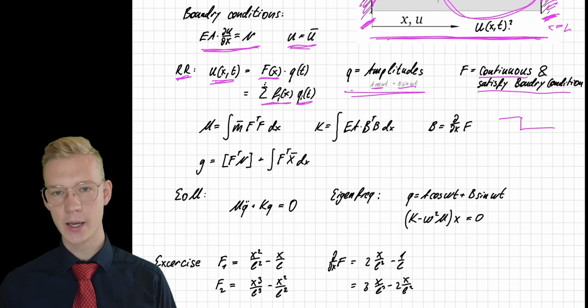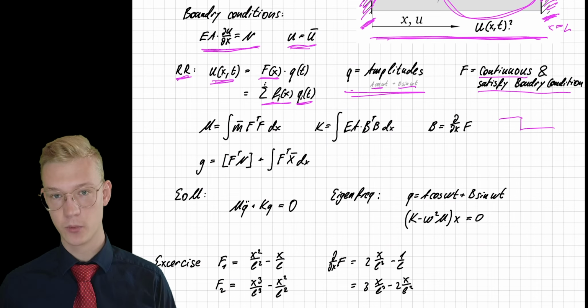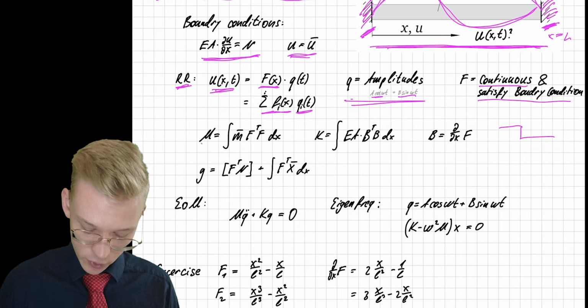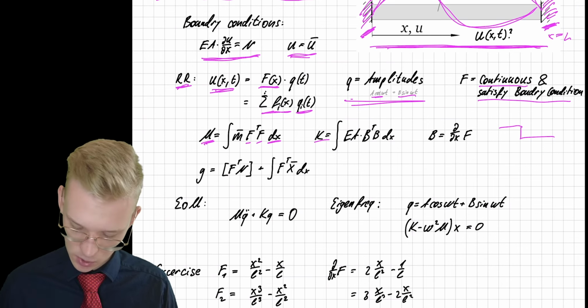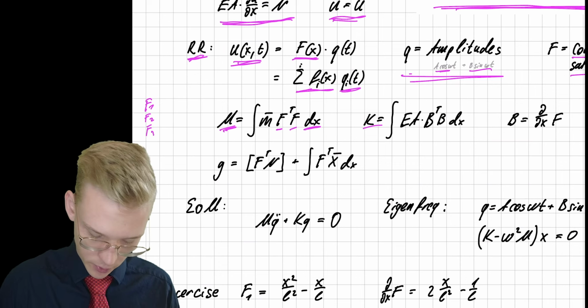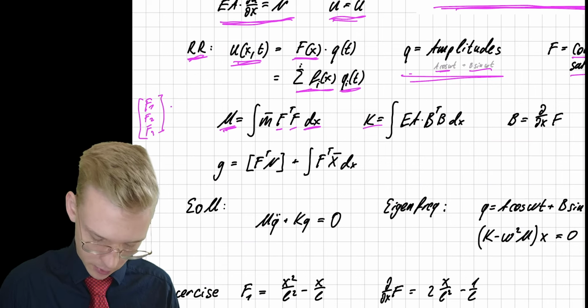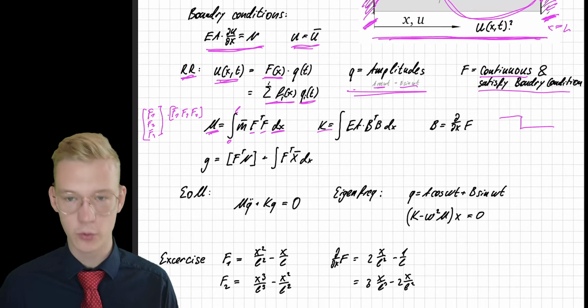To get the frequencies of our discretized system, which we discretized with our functions, we of course need the mass matrix and the stiffness matrix, where the mass matrix is F transposed F integrated over x. So we have our function F1, our function F2, our function F3, and then this is our vector, times F1, F2, and F3. So we will get a matrix and we integrate it from 0 to L, so over our whole domain.